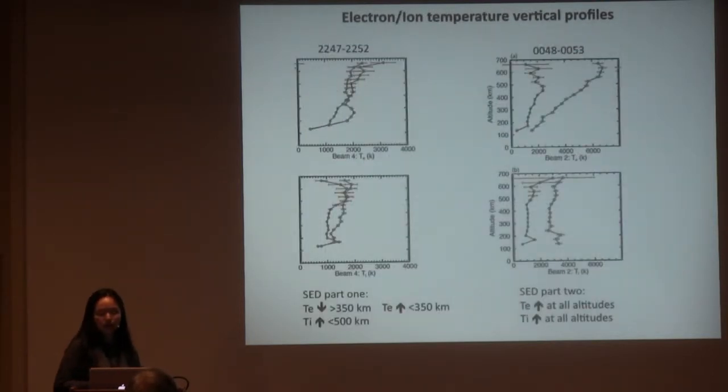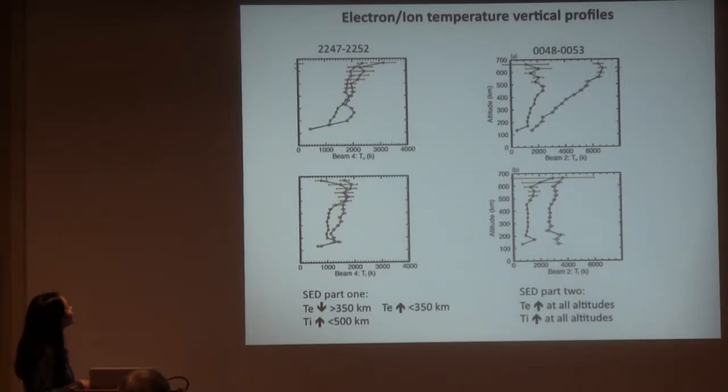This is the electron and ion temperature vertical profile observed by the radar. The top two panels are the electron temperature, the bottom two are the ion temperature. This one is for SED1, and this column is for SED2. So it's interesting to see that during storm times, the electron temperatures in the lower F region increase, and while in the upper F region, it decreased.